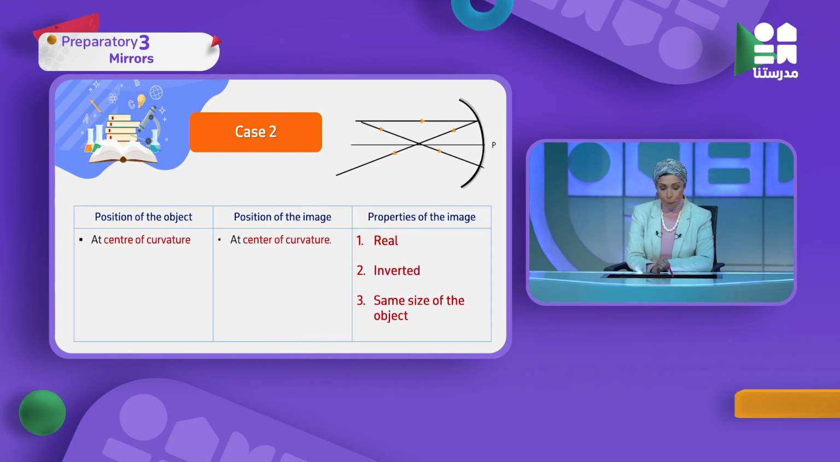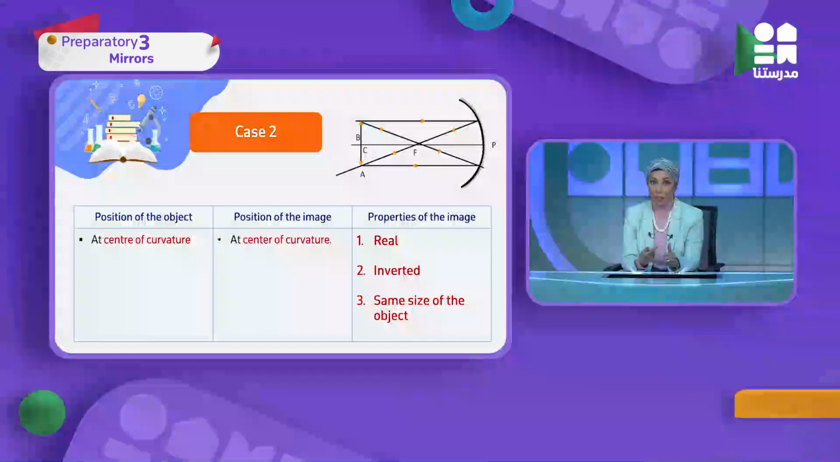Here, if I put the object, I said we step forward, so where will it be? On the center of curvature. Let's see how. This is the object on the C and the two rays, one parallel reflecting passing by the focus and one passing by the focus reflecting parallel. Now look here, where is the image? The image came out on the center of curvature, exactly under the object. And what is its shape? Look here, inverted.